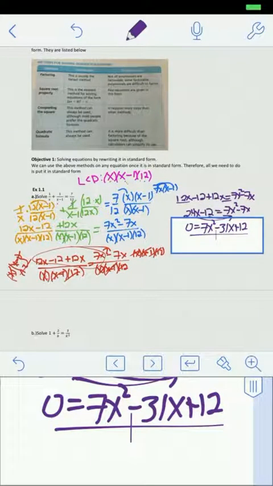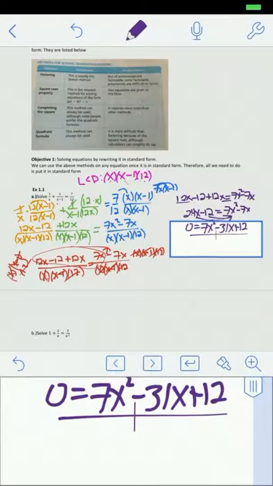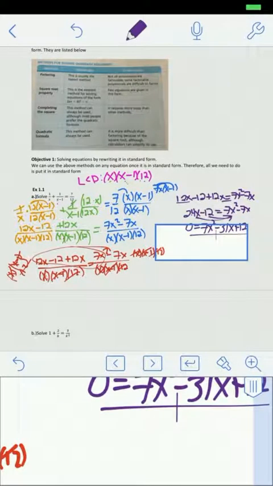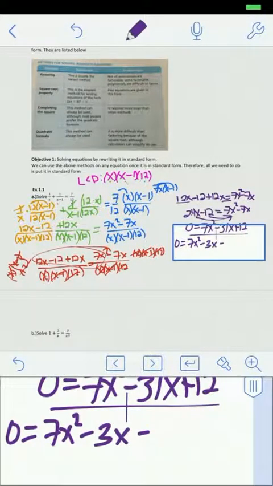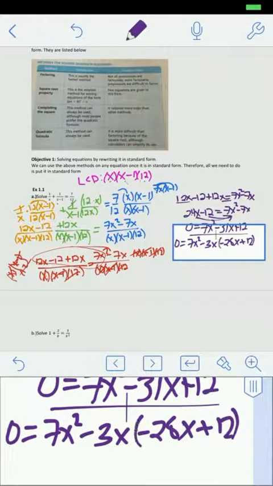Think 28 and 3. Let me try 28 and 3. 28 and 3 does multiply to 84, but it doesn't add to negative 31, though. So maybe negative 3 and negative 28? Okay, sure. So I'll do negative 3. So minus 3x minus 28x plus 12. Factor by grouping.